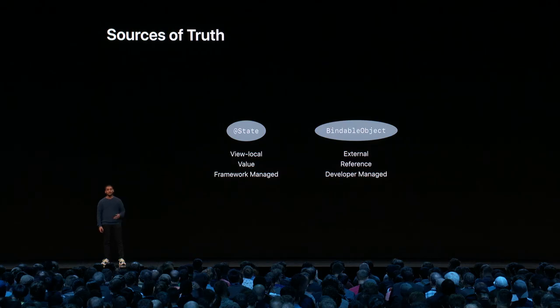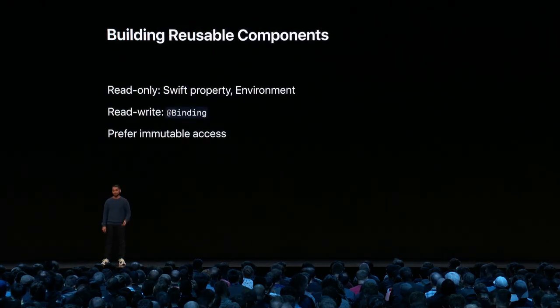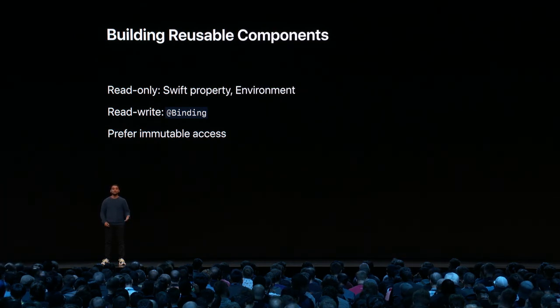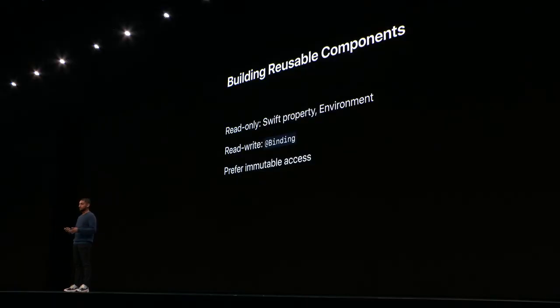So now that we've talked about sources of truth, I want to talk a little bit about building reusable components. One of the things that's great about SwiftUI is that views are a low-cost abstraction. And what that means is that you don't have to make the trade-off between great architecture and performance. You can build the architecture you've always wanted to build, and you can also get great performance. You don't have to make this trade-off. And with SwiftUI, you can focus on making your views into reusable components.